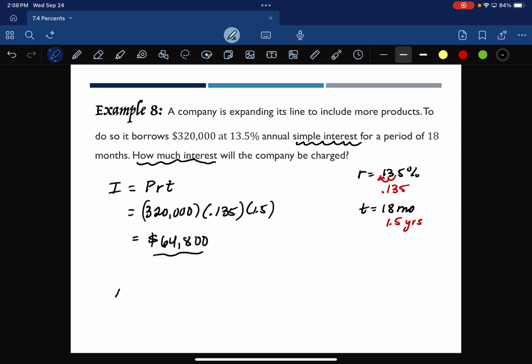So if we wanted to find that, which is not this question, we can simply take the $320,000 we borrowed and add it to the $64,800 that we're paying back in addition, and this would be our total amount of how much we owe back for the loan. So these are very related ideas. You can get from one to the other very easily. Just make sure you're paying attention to what question is being asked.